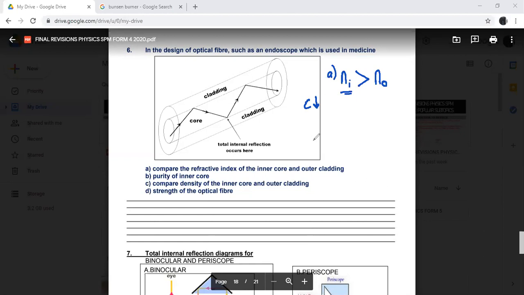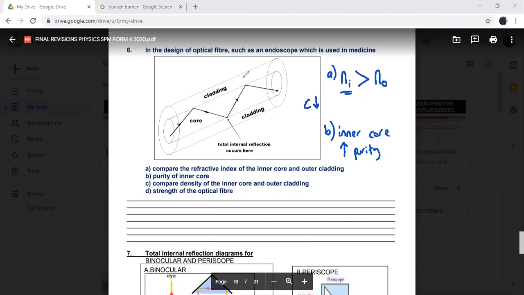Now, purity of inner core. The inner core must have high purity so that the light rays transmitted here, which are actually not common light rays, are information light rays. They are communication light rays. They carry information, right? It's a coded light ray.